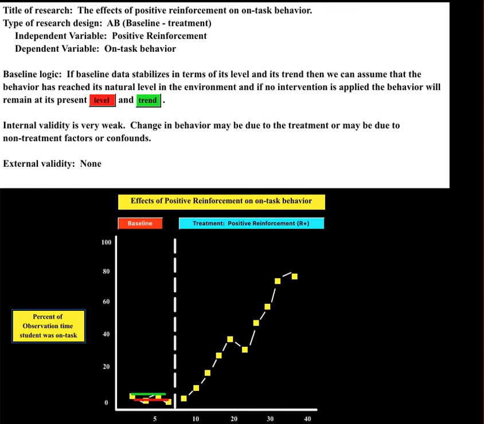So, if you're wearing your researcher's hat, this data is useless. It has no internal validity. There are numerous extraneous variables that can offer many alternative explanations for the results. It's a very, very weak single case design.